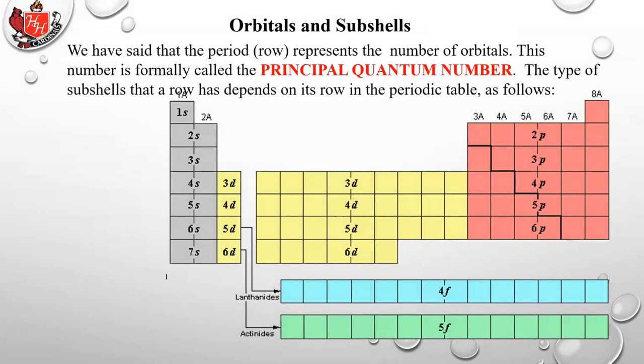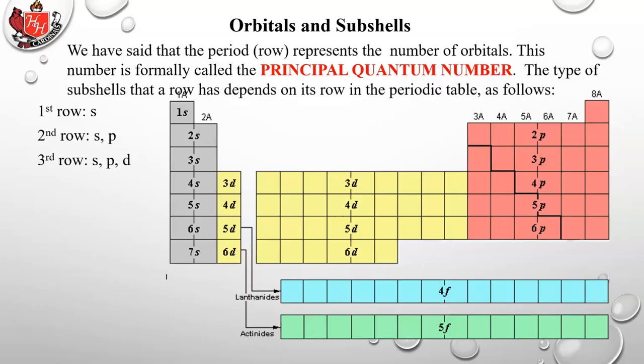We have said that the period row represents the number of orbitals. This number is formally called a principal quantum number. The type of subshells that a row has depends on the row in the periodic table as follows. The first row has only an S subshell, and the elements in that row would be labeled to be in the 1s subshell. The second row has both an S and a P, and the elements in that row would be labeled either 2s or 2p.